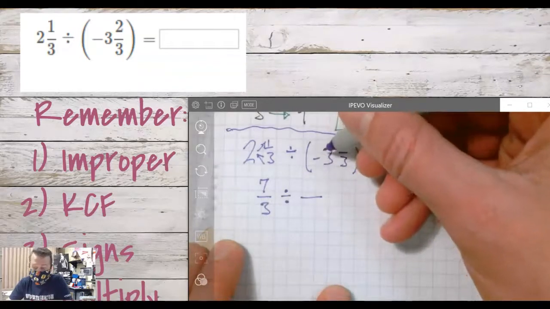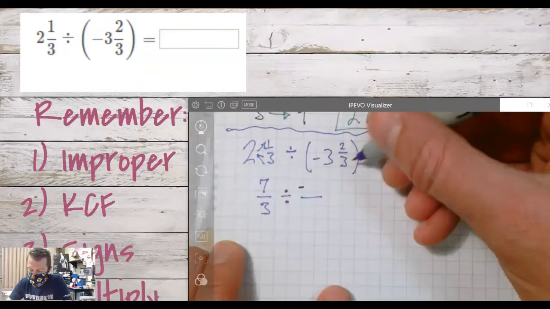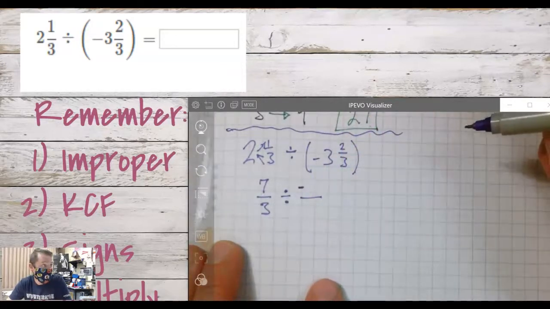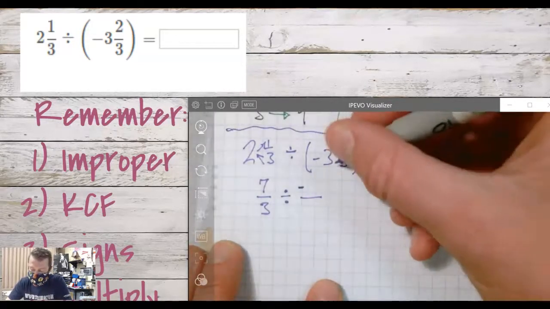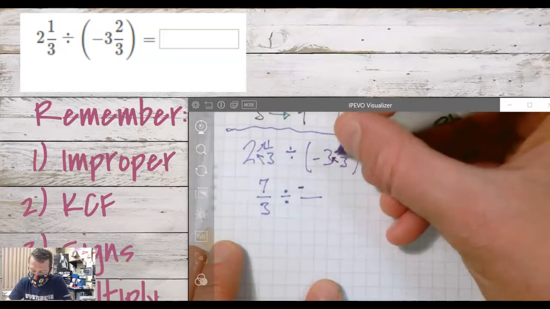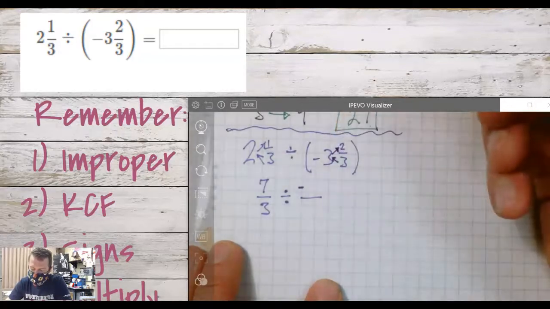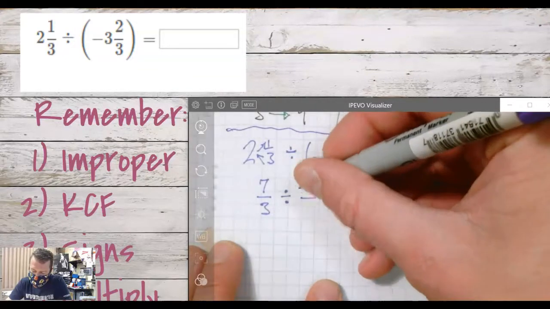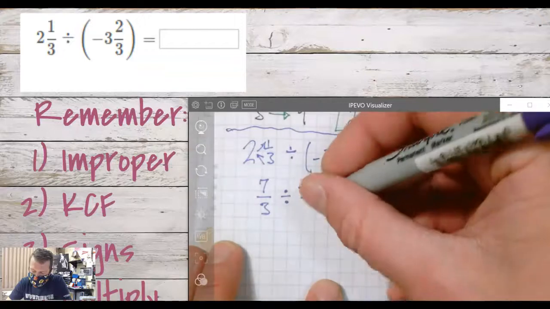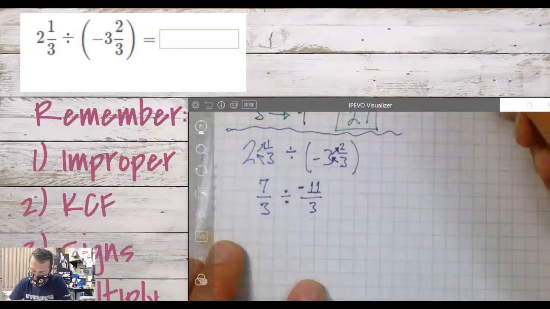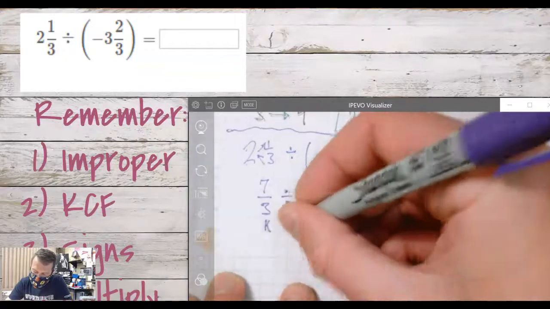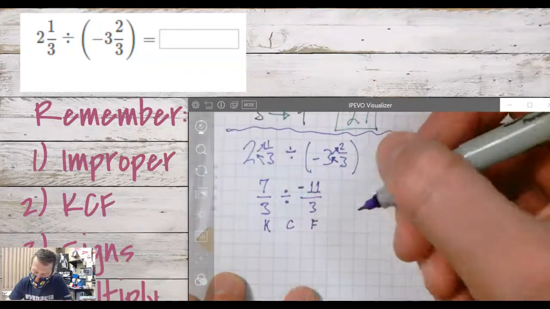Negative, careful. I'm going to bring the negative before I even deal with the numbers. I'm going to put the negative on top because we've said that makes things just slightly easier. To make this improper, 3 times 3, then add the 2. So 3 times 3 is 9, 10, 11 over 3. Now we can keep, change, flip.